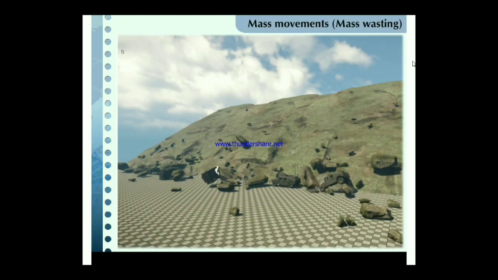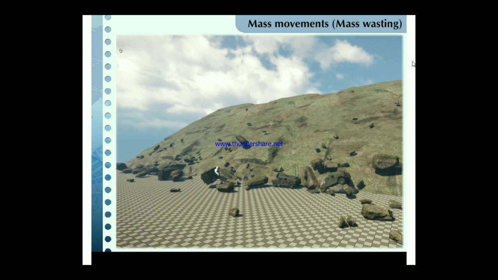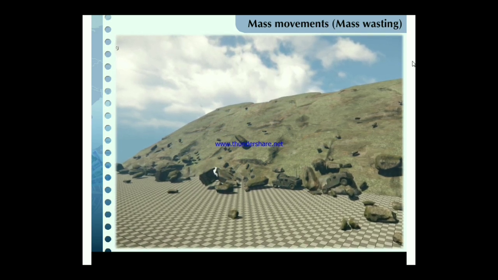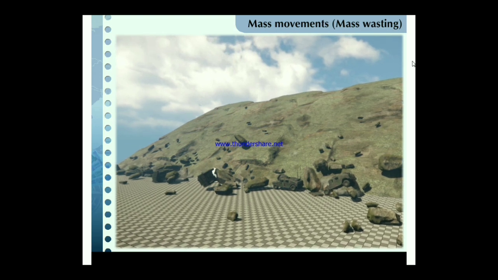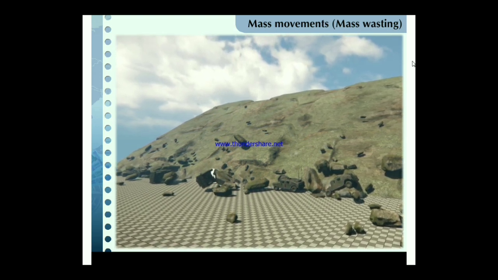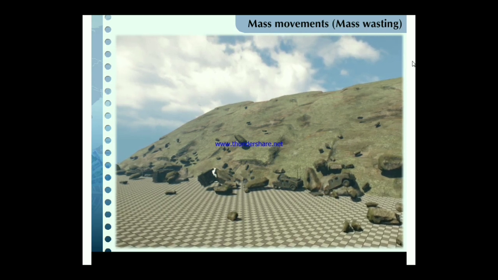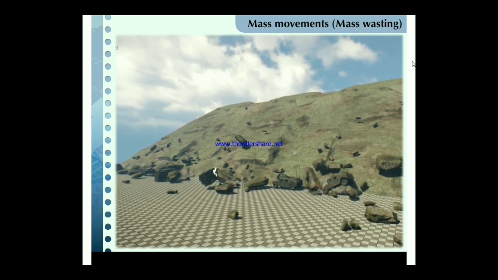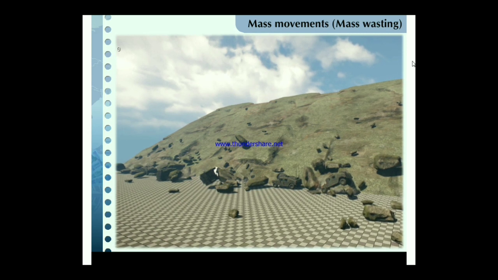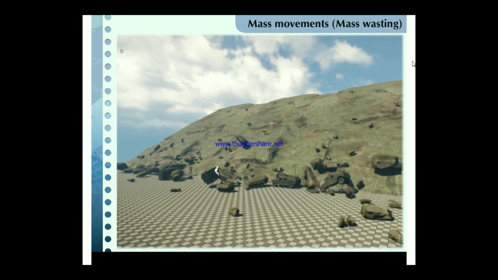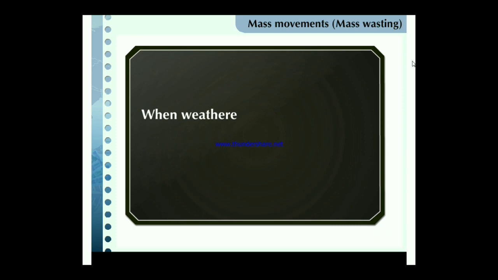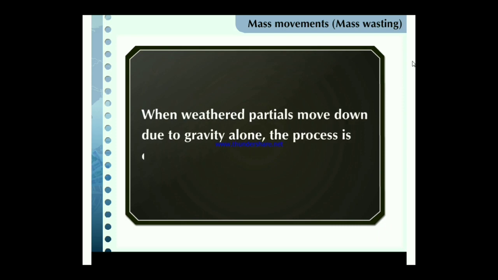Mass movements or mass wasting. The weathered rock materials start moving along the slopes due to gravity and accumulate near the foothills or the gentler slopes. This process has been happening for years. The weathered particles form a conical heap at the foothills. When the weathered particles move down due to gravity alone, the process is called mass movements.